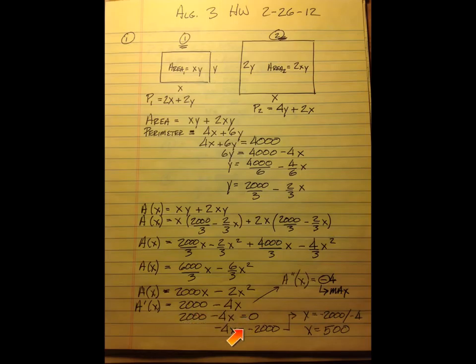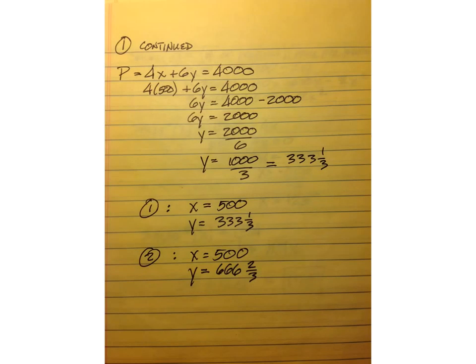And set it equal to 0. And you come out with x is 500. And of course, do the second derivative test. You can see that it's negative, so we found a maximum there. So we're maximizing the area. And then here's the perimeter, and you go back in and plug in that 500 for x into the perimeter and solve out for 333 1/3.